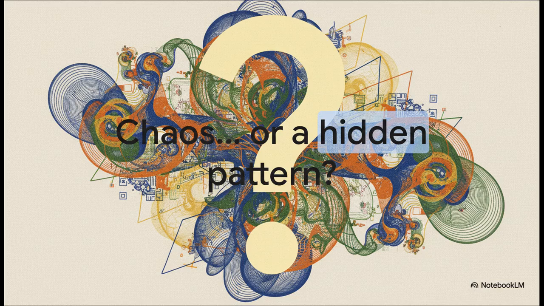Take a look at this. At first glance, it just seems like a random, tangled mess. But is it really? Or is there something else going on here? A hidden structure, maybe? A secret pattern that's just waiting for us to figure it out? This very question gets right to the heart of what chaos theory is all about.